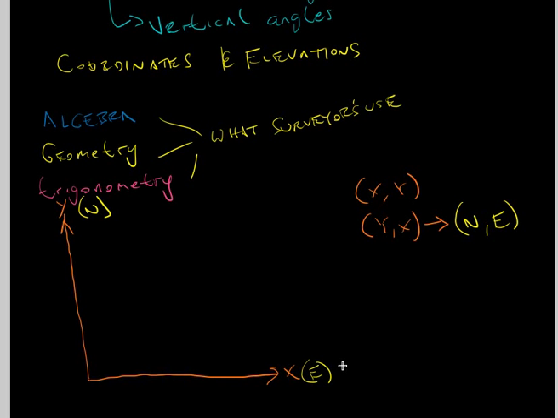Okay, another thing that's different is in high school you learn that your 0 degrees is along the x-axis, while in surveying 0 degrees is on the y-axis, or the northern axis, because we represent north. 0 degrees is straight up.